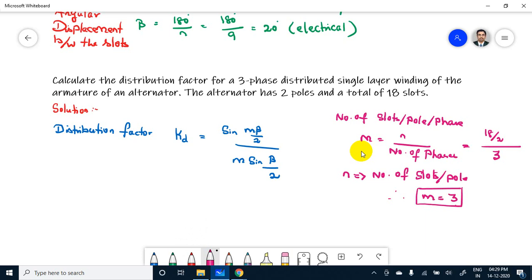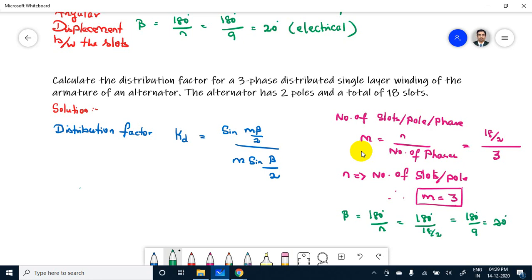Then next one is beta. Can anyone tell me the formula for beta? Beta equal to 180 by n, so 180 degree divided by n, where n is the number of slots per pole, 18 divided by 2, you get 9. So 180 degree divided by 9, you get 20 degree. So you got beta and you got m also.